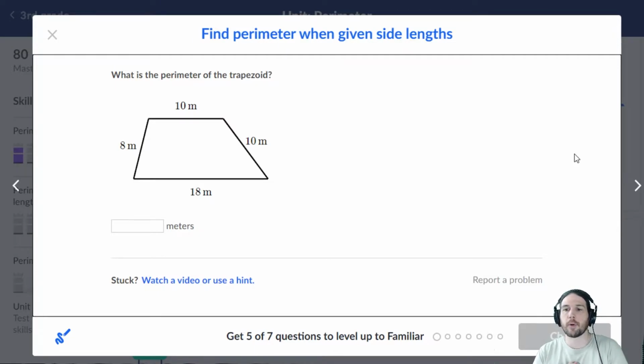This is find perimeter when given side lengths. So again, last time we were just given units and we had to count them up. Now we're being expected to add, and we know how to add. We've been doing it for quite a few streams now.